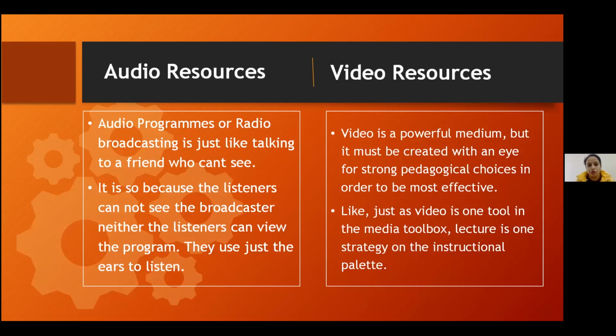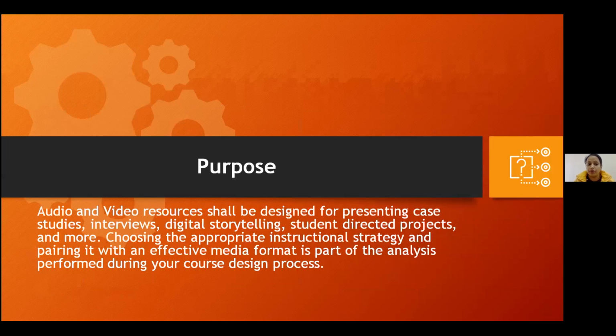Now in these two, we have different types of resources for audio and video both. And there are different purposes where all these types of resources can be utilized. The first word which we used was digital storytelling, so storytelling in a digital format. It can be anything, but the focus here is on audio and video.